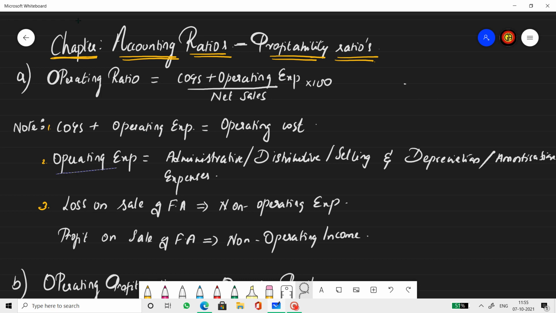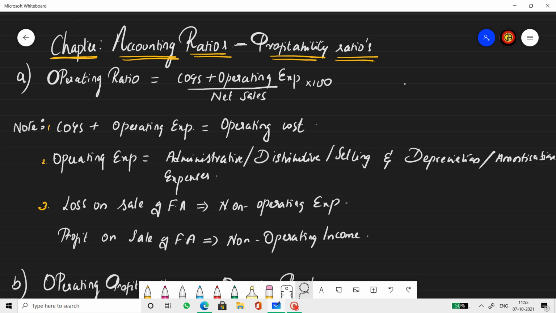Now, what and all will come under operating expenses? All administrative, distributive, selling, amortization and depreciation expenses. So all these will be part of operating activities. So it's called operating expenses, except finance expenses, okay? Interest on loan borrowed, etc., interest on debentures, etc. All this will not come under operating expenses.